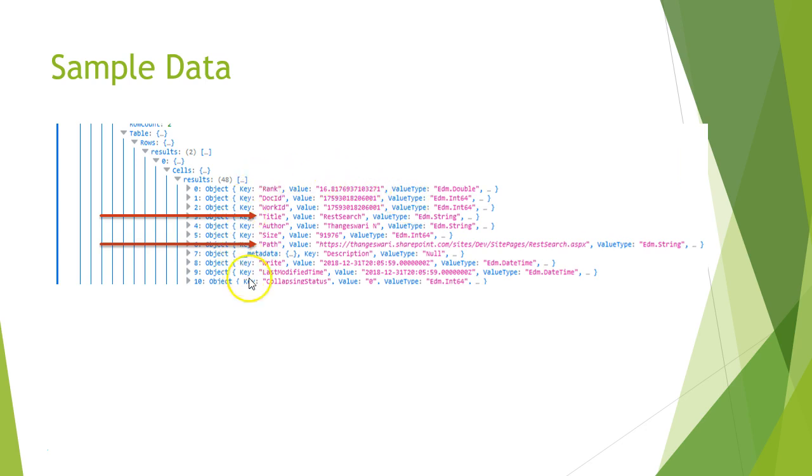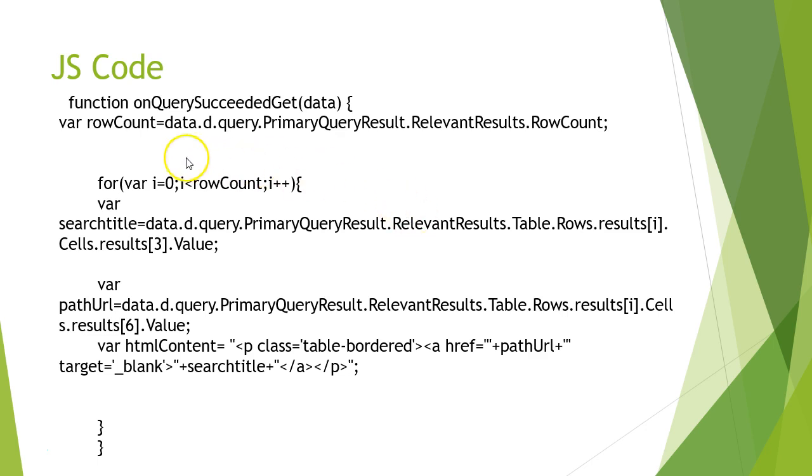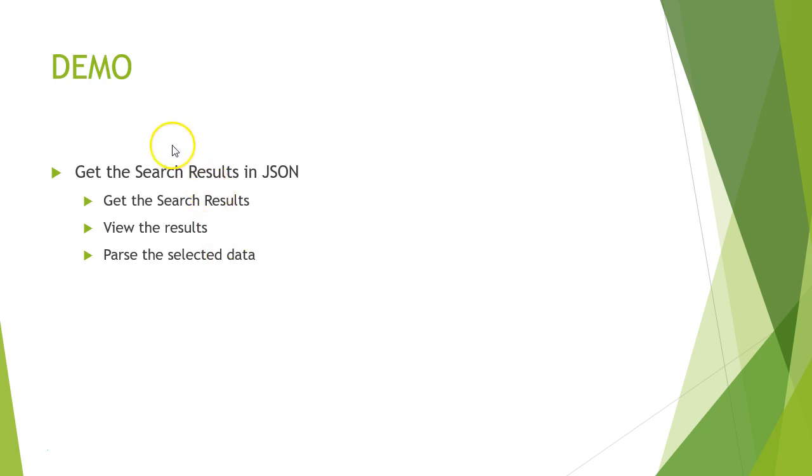So based on your business need, you analyze the JSON results and write the code accordingly. In this particular example, I'm going to get the row count using data.d.query.PrimaryQueryResult.RelevantResults.RowCount, and based on the row count, for each row I'm going to call the results of 3 value. Similarly, I'm going to call the URL value, the path search result path, using the results of 6 value. Then I'm going to construct the HTML content using a href equal to path URL, and the title will be the search title.